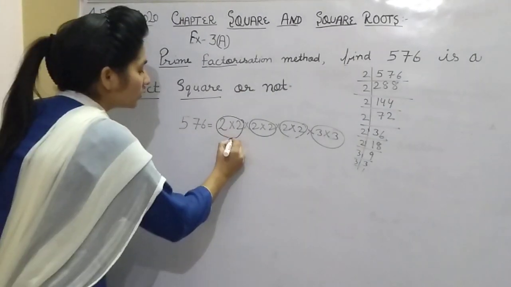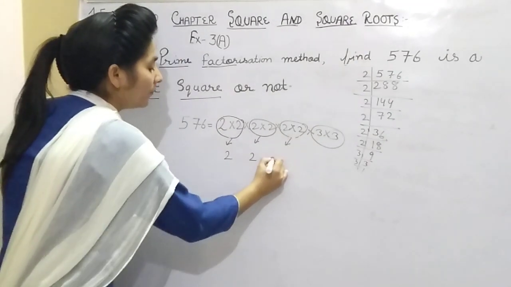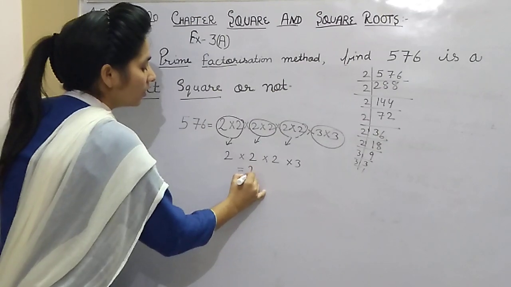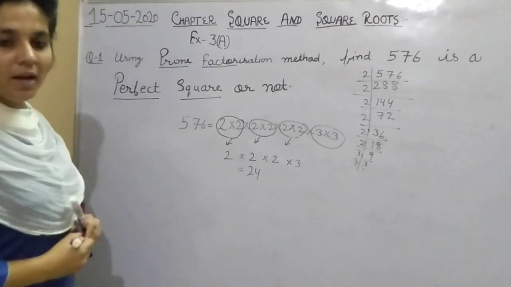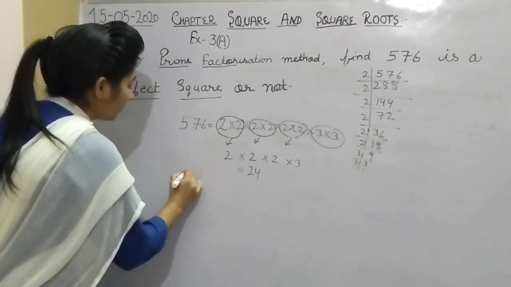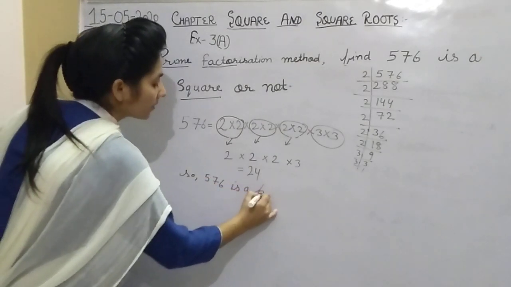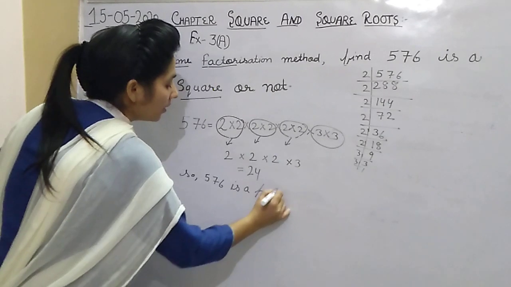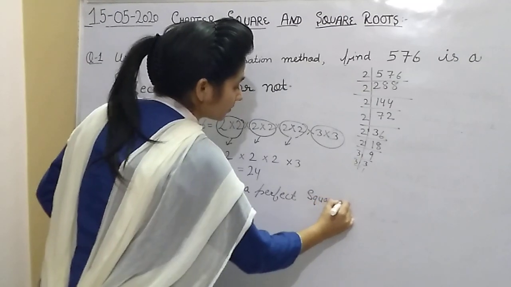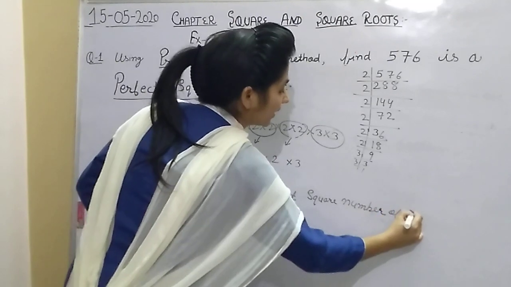Now take out one number from each pair and multiply all the factors. It will be equal to 24. So 576 is a perfect square number, of 24 square.